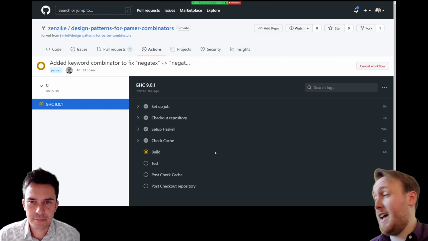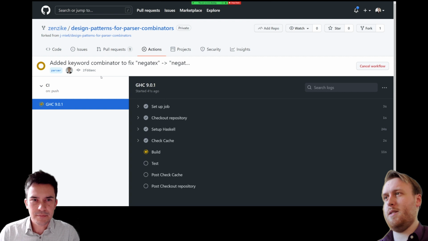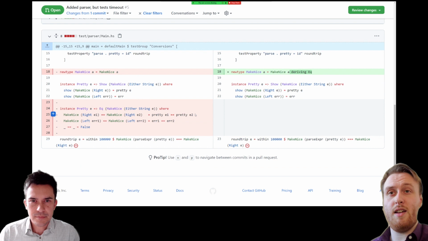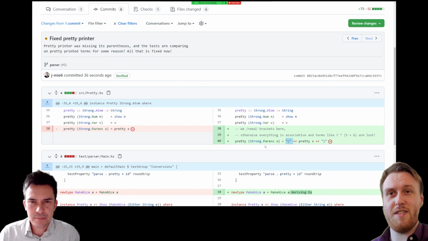Actually, while you were fixing that, I realized there's a bug in the pretty printing code, which I've also fixed. I'll just show you while we're waiting what happened there. So essentially, the pretty printer code forgot to add parentheses around the actual parentheses node. Hang on, I'm seeing things like strong here. I don't quite know what that is.